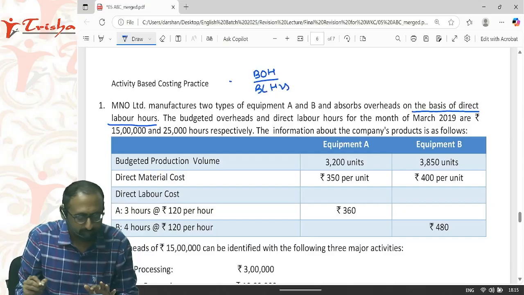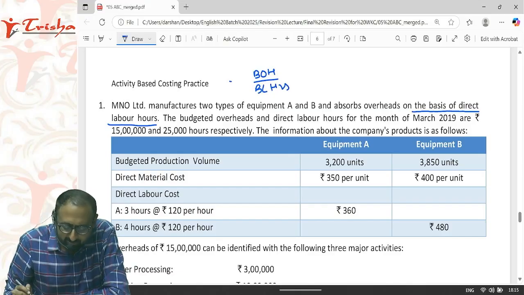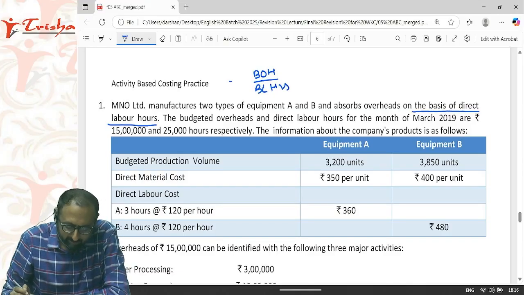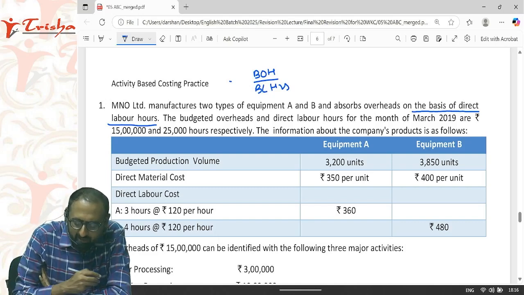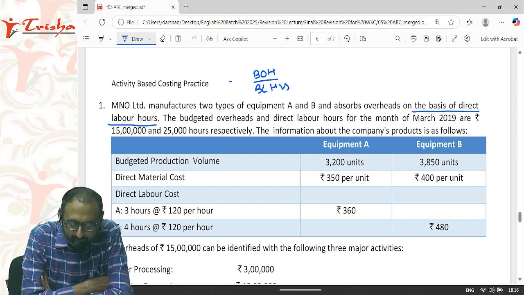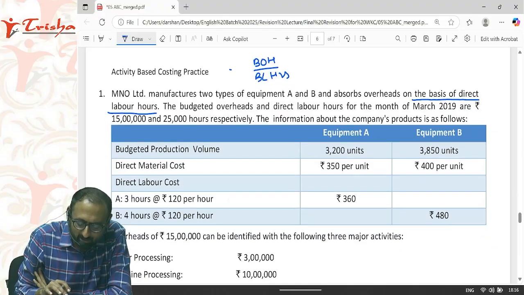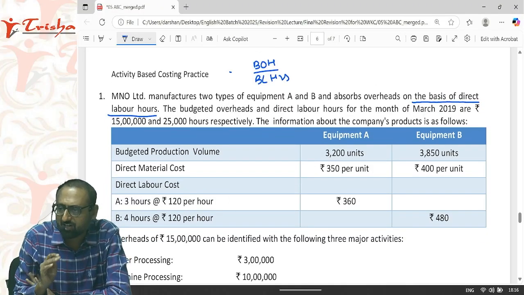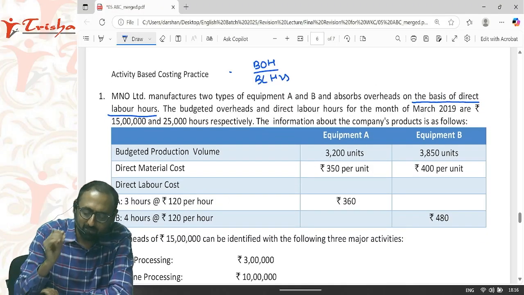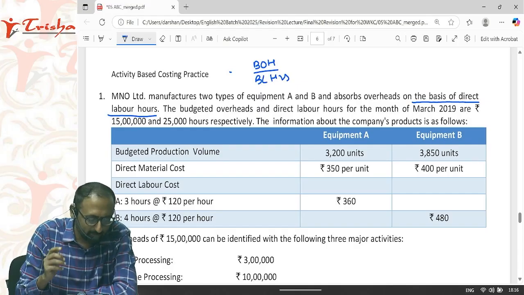Correct, sirji? Next part. The budgeted overheads and direct labor hours for the month of March 2019 are 15 lakh and 25,000 hours respectively. So kindly tell me how much the overhead absorption rate will be under the traditional method of costing. Simple formula: budgeted overheads upon budgeted labor hours.